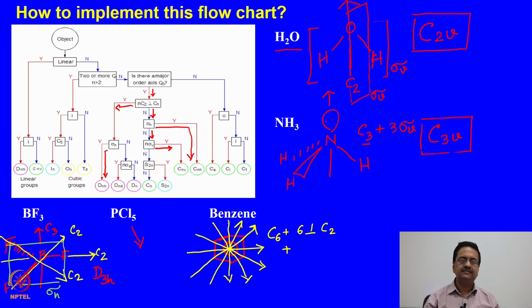So, the question is, does it have sigma h? The answer is yes, it has sigma h. So, the point group turns out to be D6h.